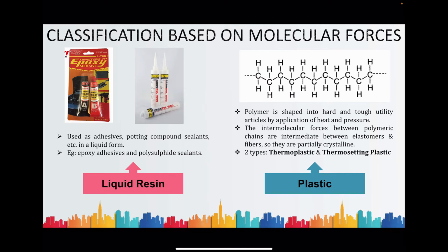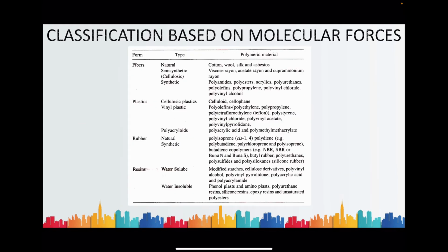The intermolecular forces between polymeric chains are intermediate between elastomers and fibers, so they are partially crystalline. There are two types of plastic, which include thermoplastic and thermosetting plastic. These are the examples of each type of polymer based on the molecular forces.